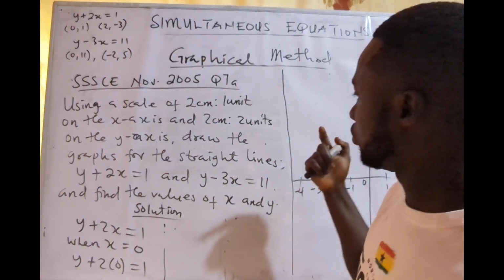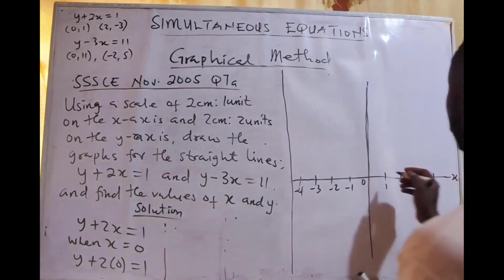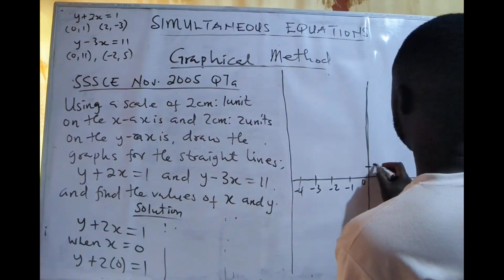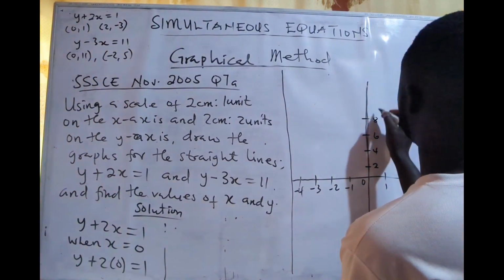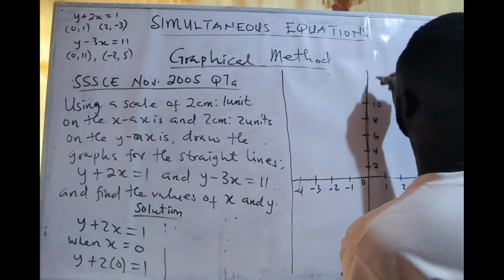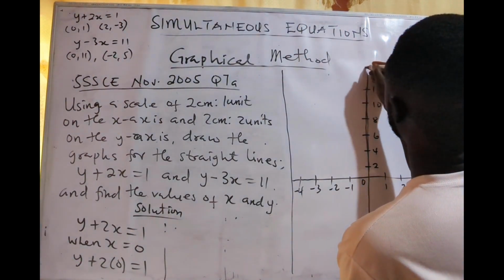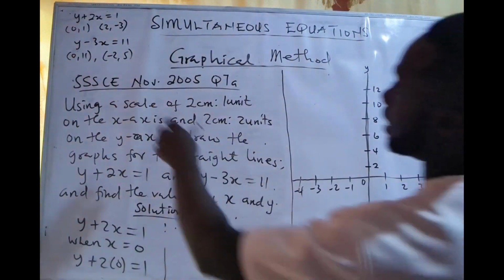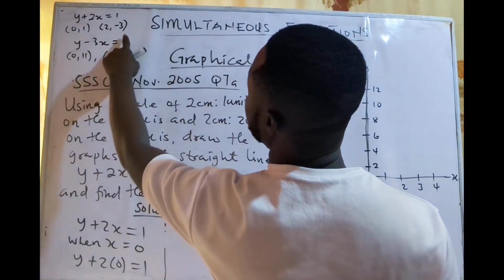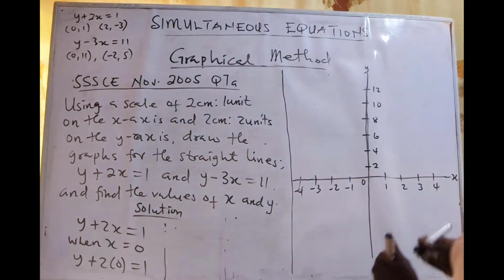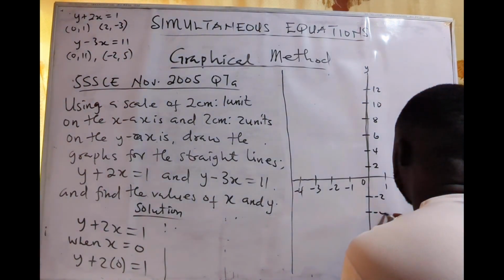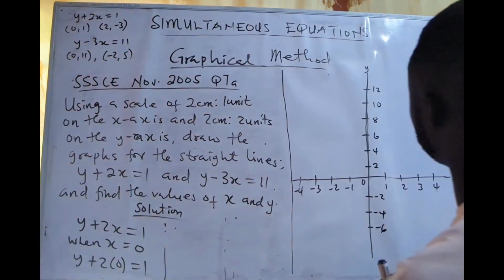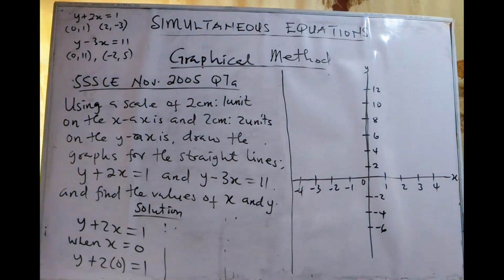On the y-axis, 2 cm is going to 2 units, so let me have my 2, 4, 6, 8, 10, 12, that's okay. So when I look at the y-axis, I have 11, 5, -3, and then 1, so let me get my -2 here, -4, -6, that's okay. Alright, so now we can draw our straight lines.